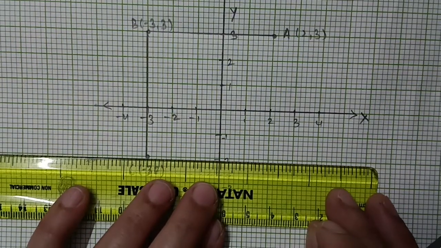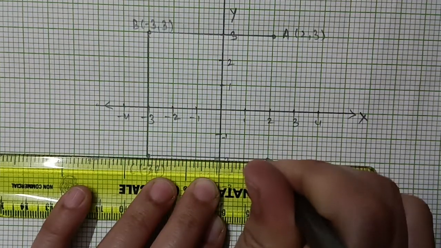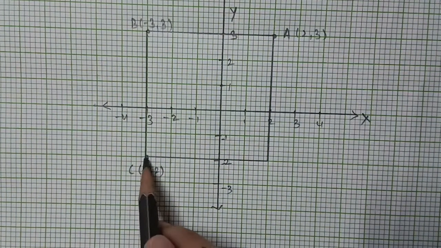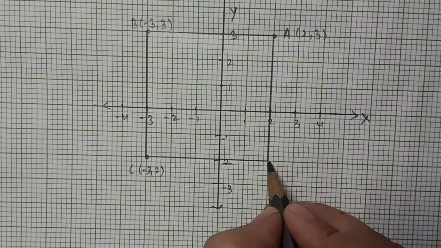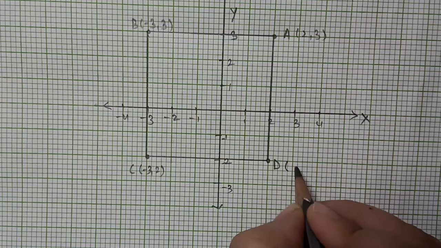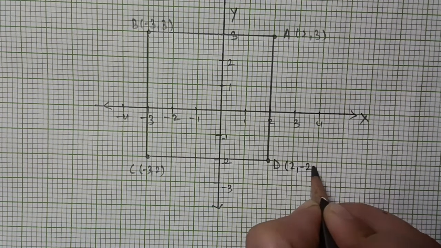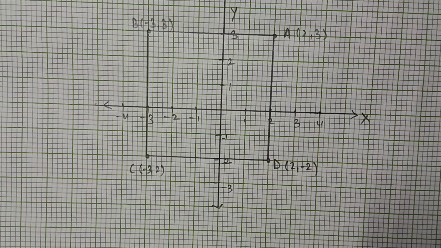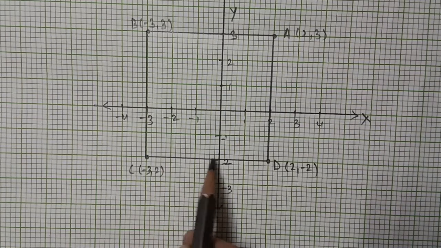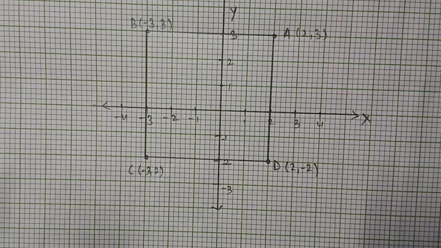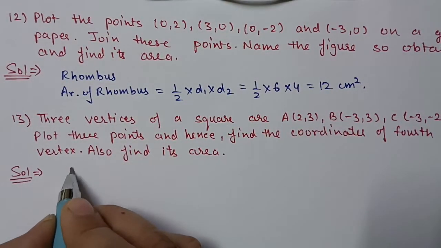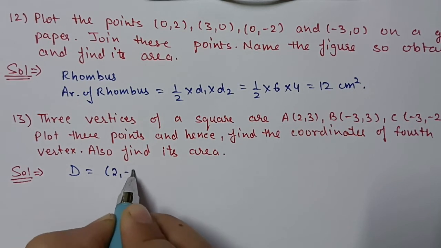This direction also, and complete this line A to D. So you can see from C and from A which perpendicular lines are coming. It will meet at point D, and this is the fourth vertex and the coordinate of this is (2, -2). Now we have to find out the area for this. So we will count how much is one side. 1, 2, 3, 4 and 5. Each side is equal to 5 units. So first we will write the fourth vertex. D we got (2, -2).